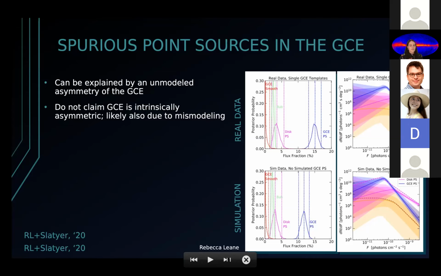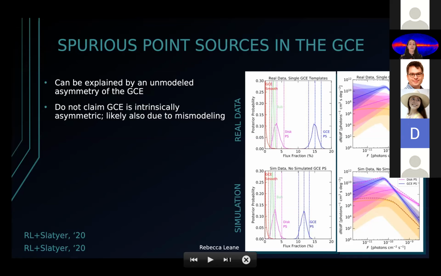So it seems like this fit is getting confused if you're just not giving it enough degrees of freedom when you have this sort of mismodeling going on. Note that we weren't claiming that the galactic center excess really is intrinsically asymmetric. One main reason was that after we changed the region of interest, the asymmetry wasn't always there in all diffuse models. It was in some, but not all of them. So we think this is probably due to mismodeling as well.